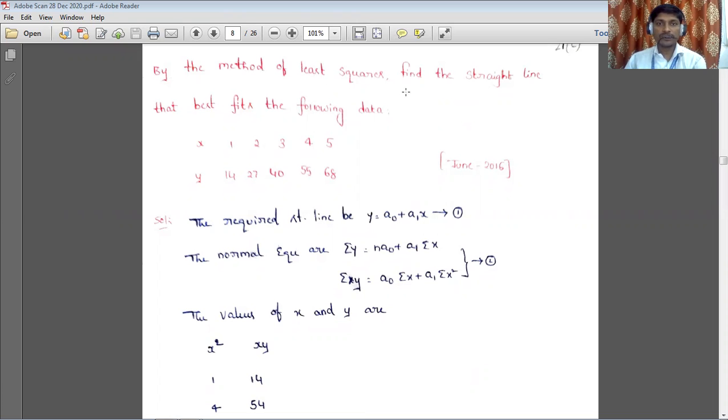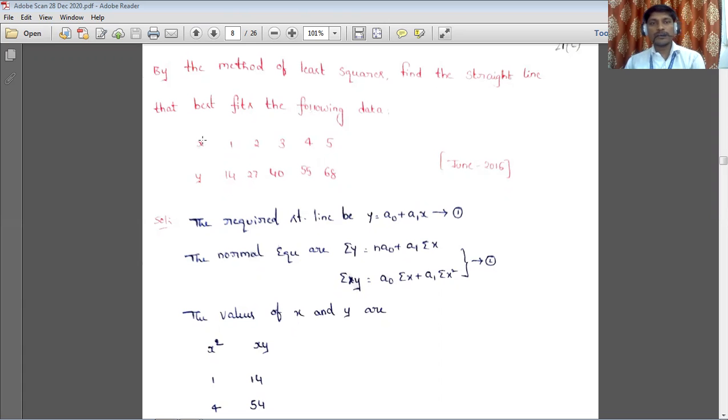By the method of least squares, find the straight line that best fits the following data. So here we need to find the straight line, the line of best fit. It means we are giving a unique curve, and that is the best fit we are giving. For that we require x values as well as y values.